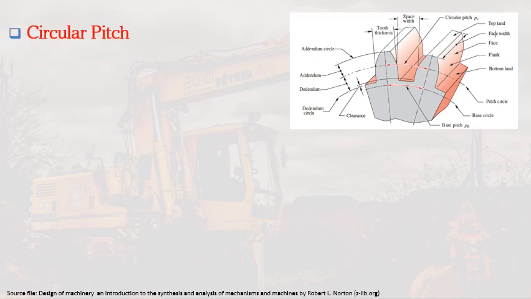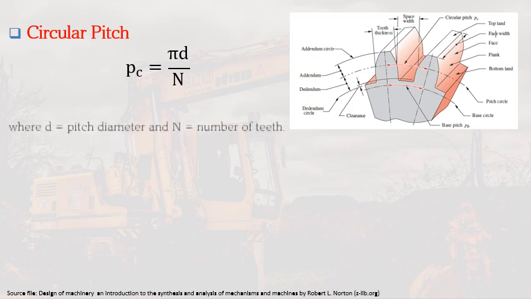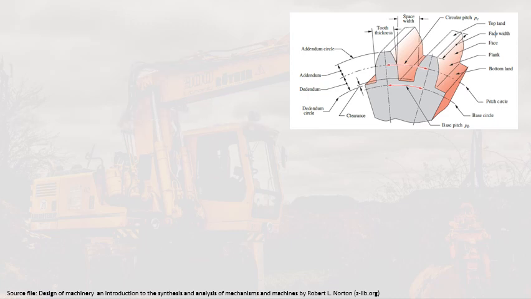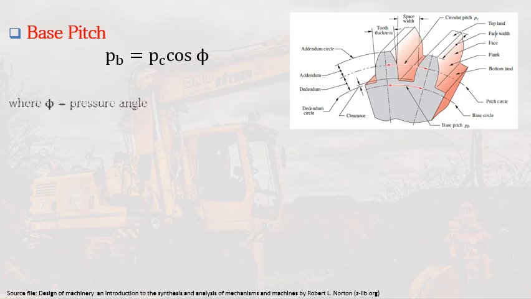So let's define the circular pitch. The circular pitch, denoted by the symbol Pc, is defined as pi d over N, where d is the pitch diameter or the diameter of the pitch circle, and N is the number of teeth. The base pitch, on the other hand, is Pc cosine of the pressure angle.